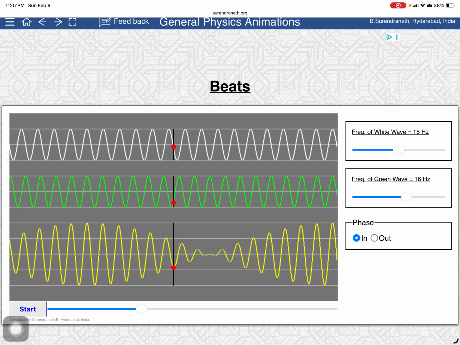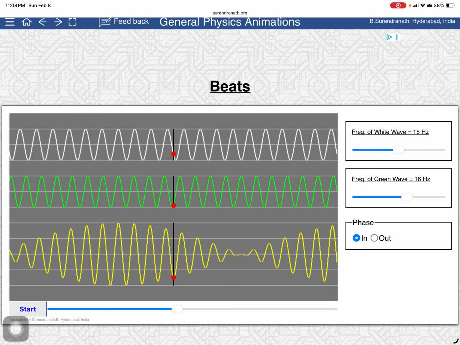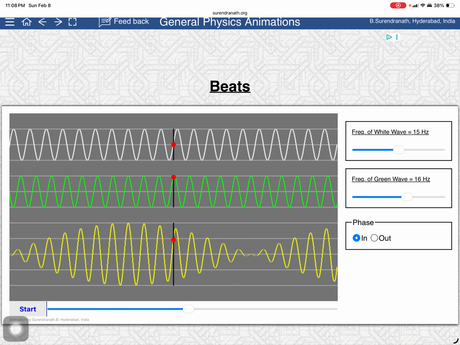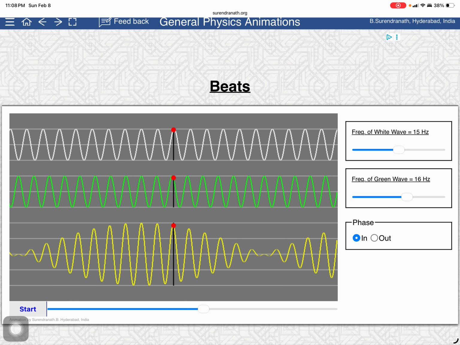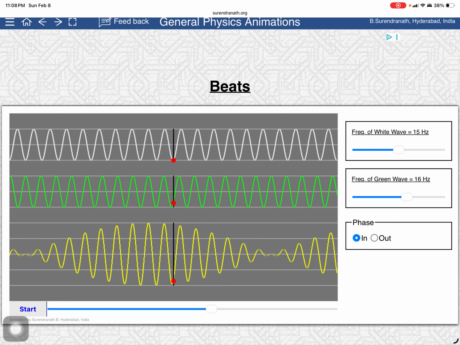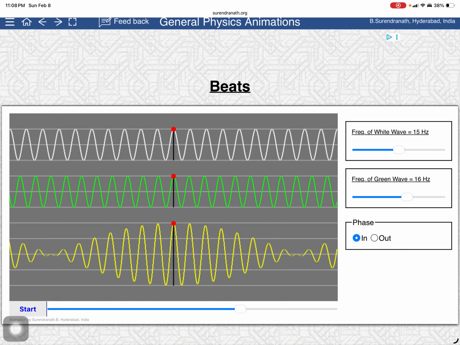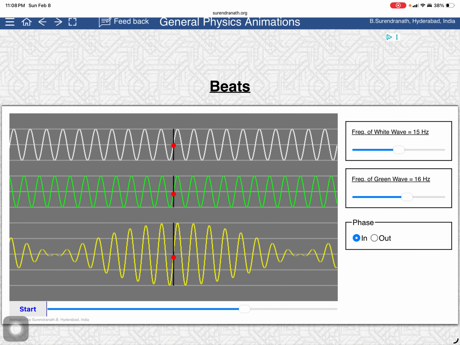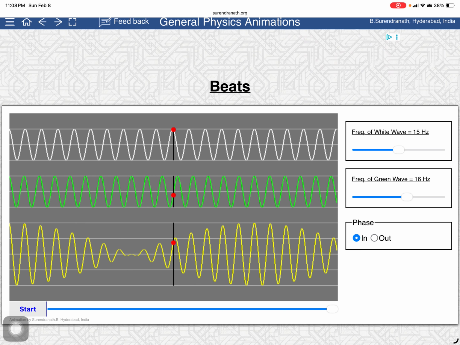Now, if we keep this pattern going, you can see that the white wave is catching up to the green one, slowly catching up. Green wave goes up, the red ball on the white wave goes up, and it's almost perfectly in sync. Right now, that little dot is exactly at the top of the white wave and the green wave at the same time. So we're going in and out of these regions of constructive and destructive interference. This forms a beat.